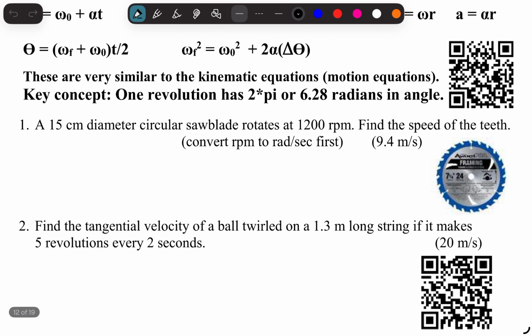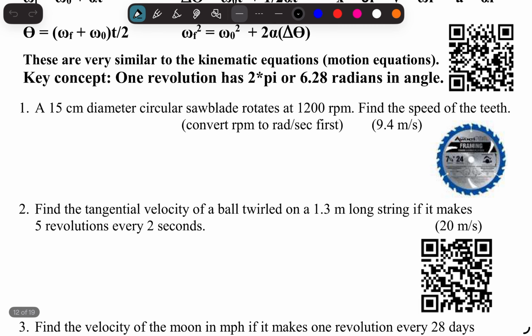So let's start off with our first question to demonstrate how to use these. A 15 centimeter diameter circular saw blade rotates at 1,200 RPM. Find the speed of the teeth. Convert RPM to rad per second first.